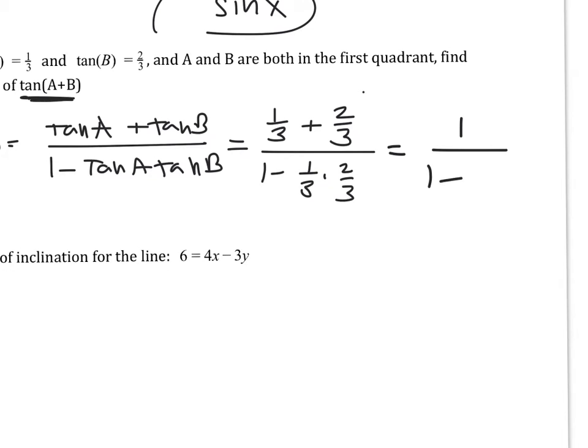1 minus 1/3 times 2/3. I'll make a confession. I make this mistake so often because I'm used to thinking in terms of adding fractions. When multiplying two fractions together, we're going straight across. The fact that the denominators are the same, don't be fooled into thinking you just keep one of those denominators. You're multiplying across. 2/9.